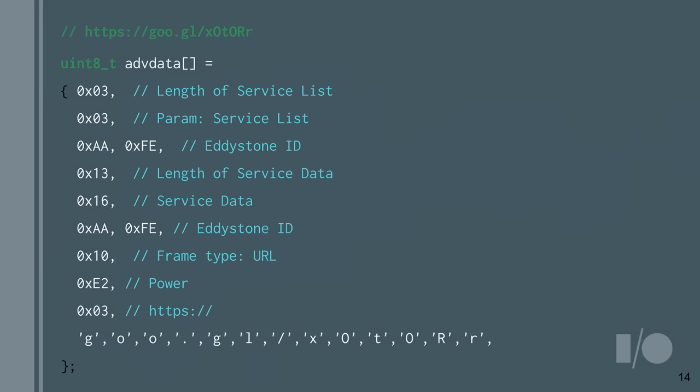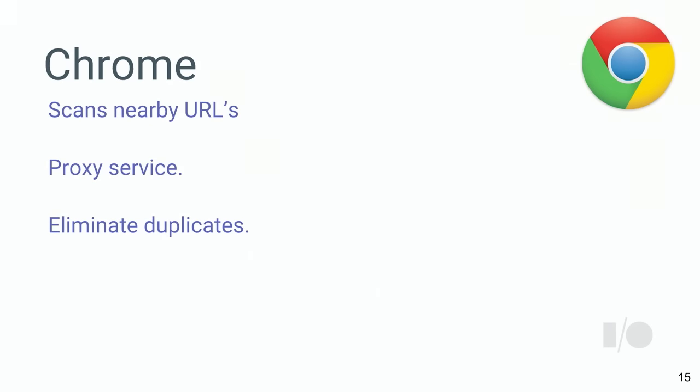So let's talk about Chrome. Now, as I said, Chrome, in the background, is scanning for URLs nearby. When it gets the URL, it sends it up to the cloud to a proxy service. The proxy service does several things. Firstly, it eliminates the duplicates. It avoids spam. And it also does some ranking of the URLs.